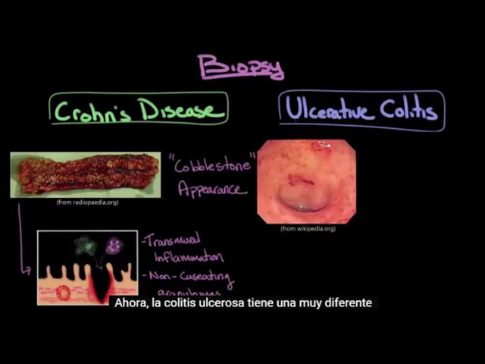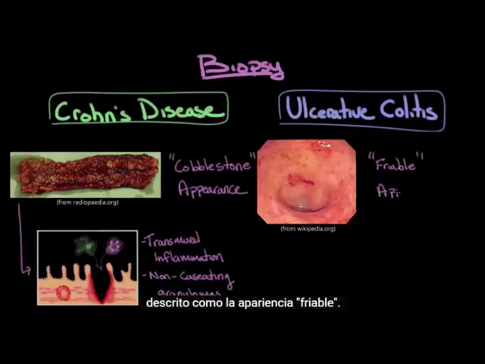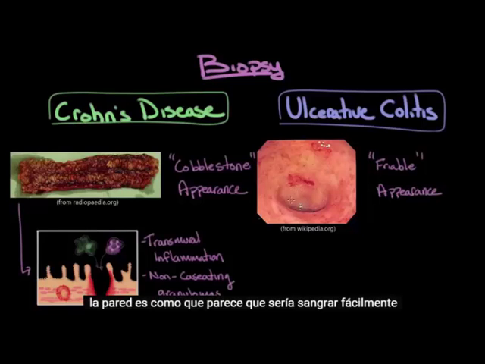Now, ulcerative colitis has a very different gross appearance. You can see the walls look much more smooth because of the continuous lesion, and they have what's described as a friable appearance. What friable means is that if you were to touch the wall, it looks like it would easily bleed, or parts of it would just slough off.